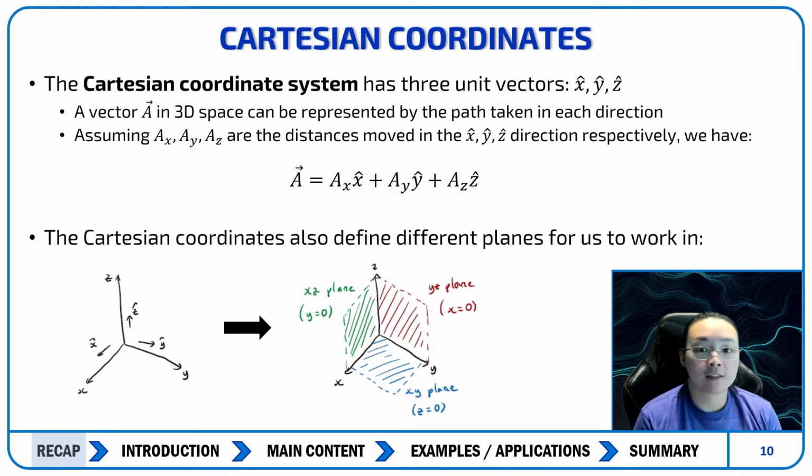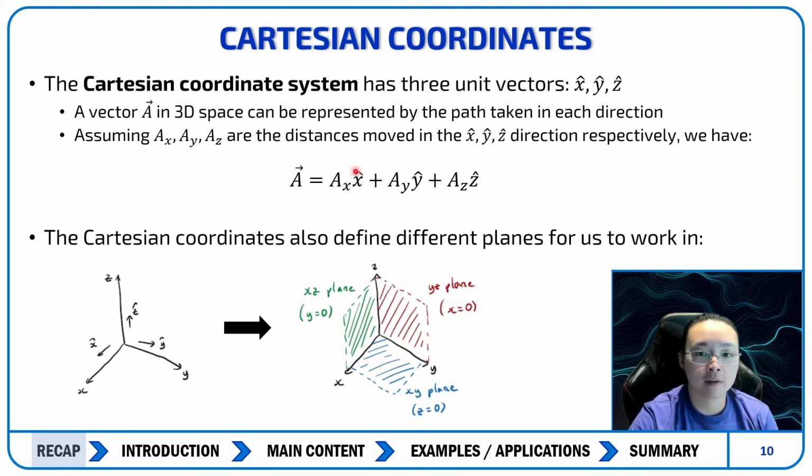So it has 3 unit vectors, x, y, and z. So you have x, y, z going this way. A vector A in 3D space can be represented by the path taken in each direction. So assuming you have AX, AY, and AZ as the distances moved in the XYZ direction respectively, we then end up with a component form of the vector.